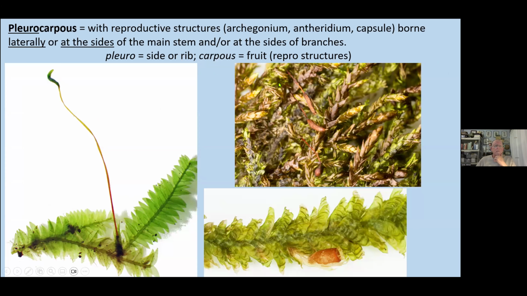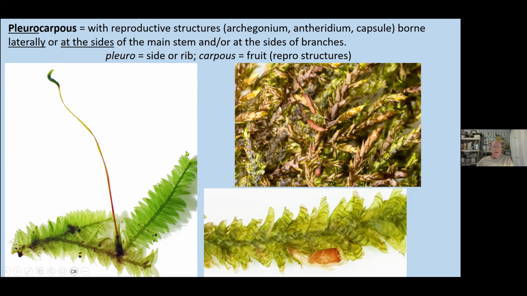And these would be pleurocarpus mosses or ribbed mosses, where the reproductive structures are born laterally or at the sides of the stems, either the main stem or the sides of branches. So here's a very good example. Here's a stem. There's no reproductive structure there. Here's a stem. The reproductive structure comes right off the side there, not at the tip of a branch, but in the axil there of a leaf.